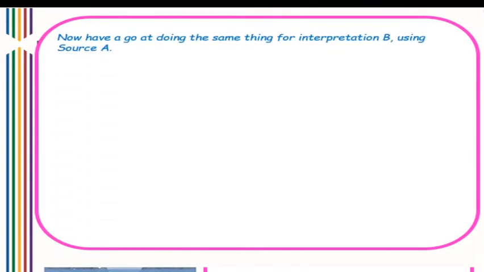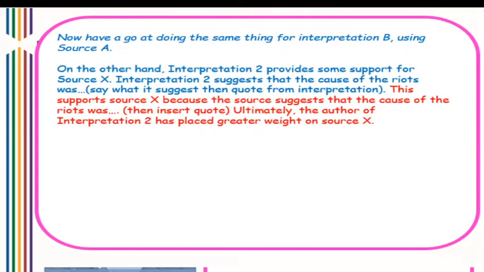So why don't you have a go now at doing the same thing for interpretation, I should say 2, sorry, using source A. You could use this sentence structure. You'll say, on the other hand, interpretation 2 provides some support for source, well, we matched it to A, so we know it's source A. Interpretation 2 suggests that the cause of the riots was, so use what we did on the last question. Paraphrase it and then quote interpretation 2.